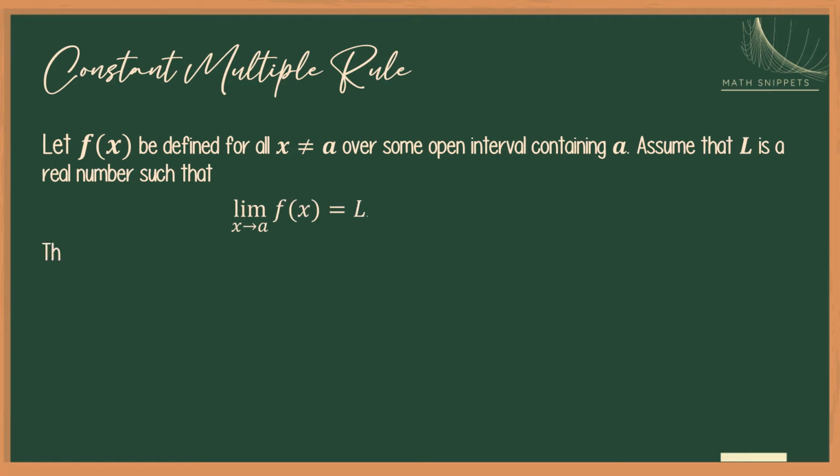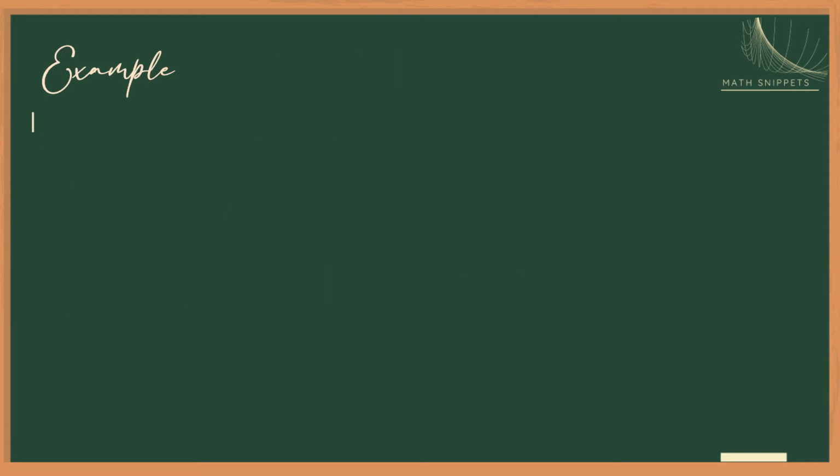If this is so, then we say that the limit of c times f of x is equal to c times L, where c is a constant. So if you look at this, the limit of a constant times a function is just equal to the constant times the limit of the function. So let's look at it through some examples.